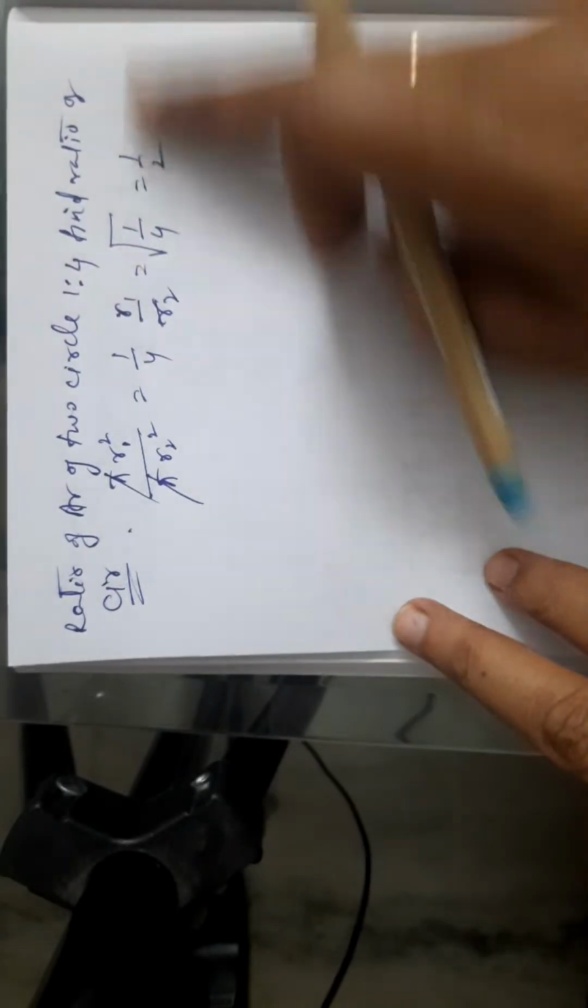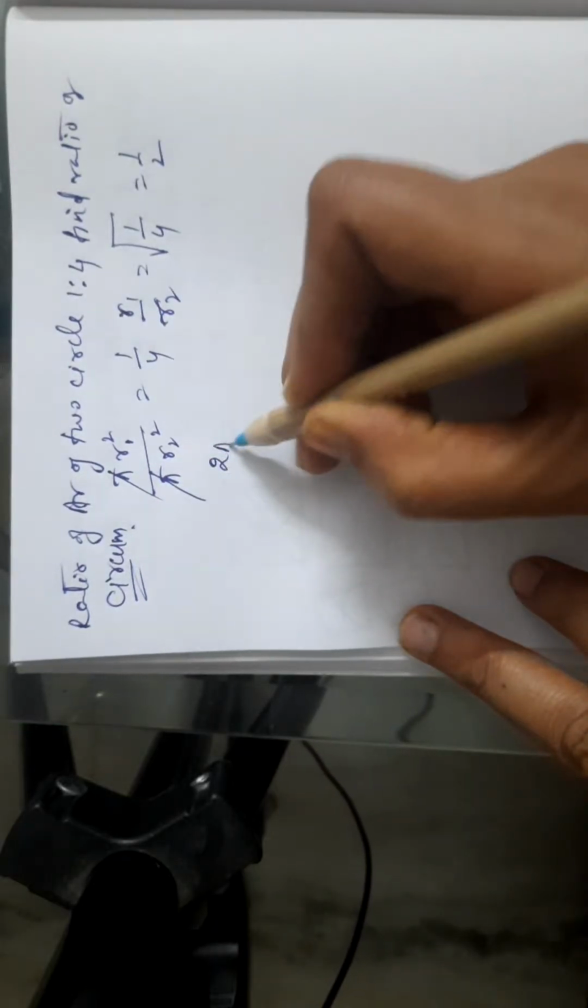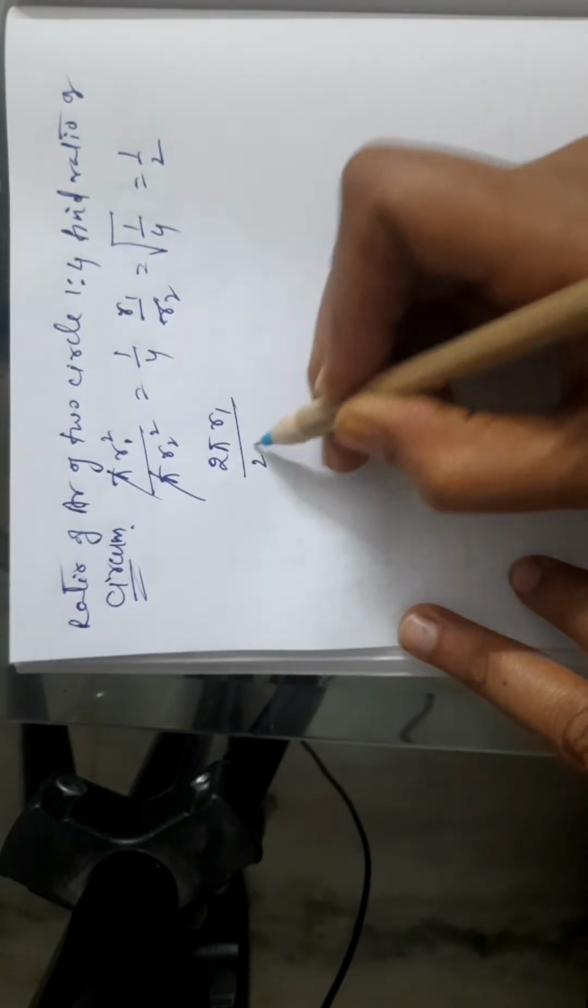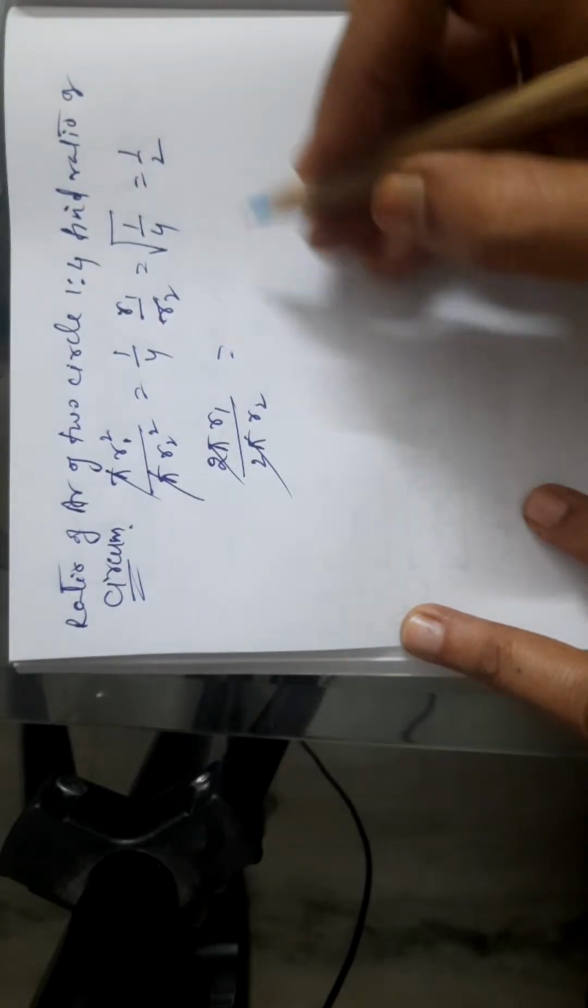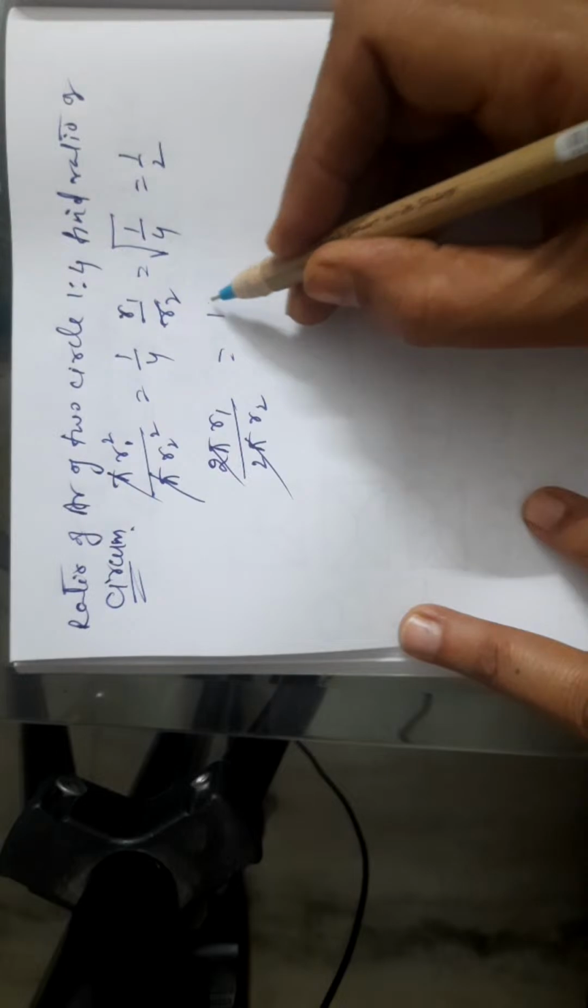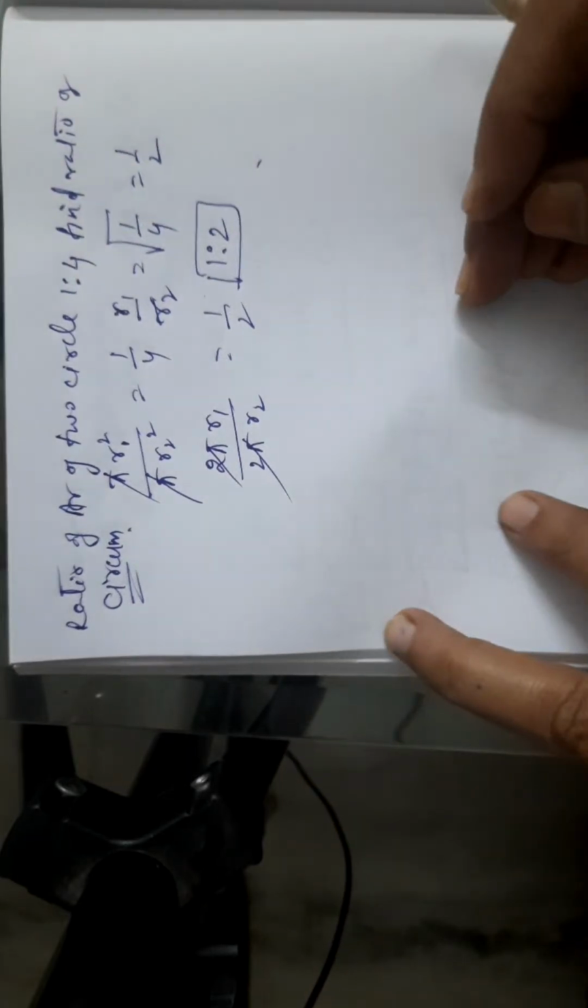We need to find the ratio of circumference. So the circumference formula is 2 pi r1 upon 2 pi r2. So both will get cancelled. Already we got r1 upon r2 is 1 upon 2. So the ratio is 1:2. So this kind of questions are important for MCQs.